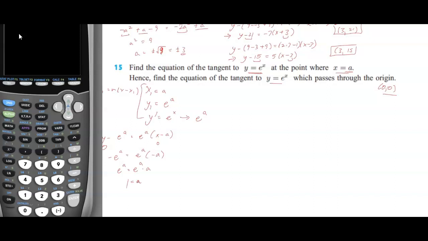So the answer is, a is equal to 1, y1 is equal to e to the 1, which is e, and then y dash is equal to e to the 1 also, which is also e. So our line equation would be y minus e equals, the m value would be e, x minus 1. Okay? Yep, that's it.